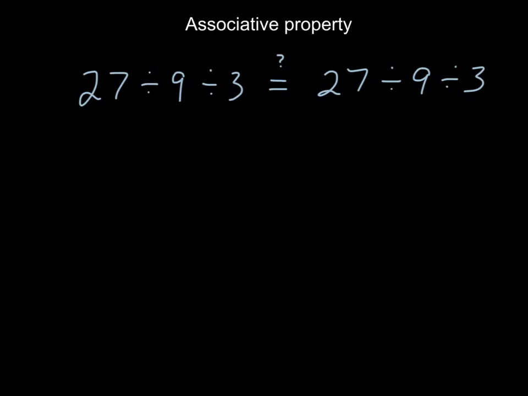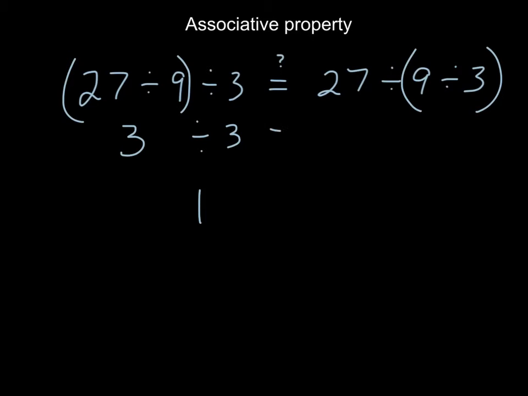So let's take a look and see if the associative property can be used with division. The associative property says I can group in any order, and I'm going to get the same answer. So I'm going to show my work here. I'm going to start with the grouping: 27 divided by 9 equals 3, divided by 3. And 3 divided by 3 equals 1.